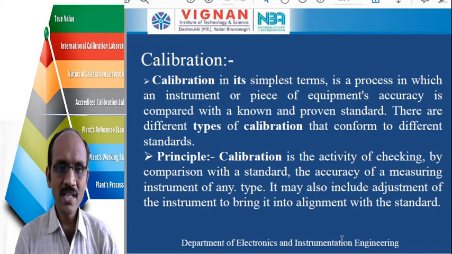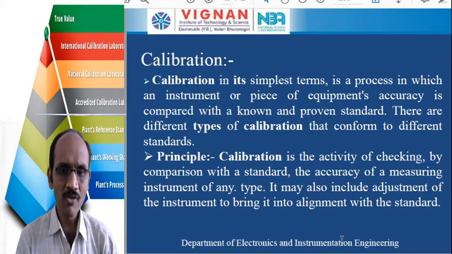Calibration in its simplest terms is a process in which an instrument or piece of equipment's accuracy is compared with a known and proven standard. There are different types of calibration that conform to different standards. In simple terms, the output of the instrument is compared with the output of another standard instrument. By comparing the outputs of the field instruments with the standard instruments, we are going to be removing the error that is present in the field instruments.